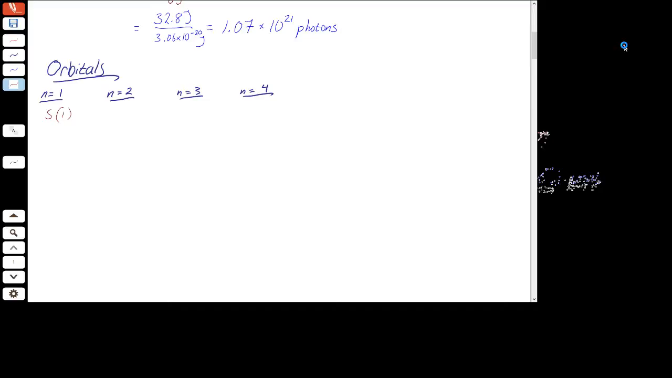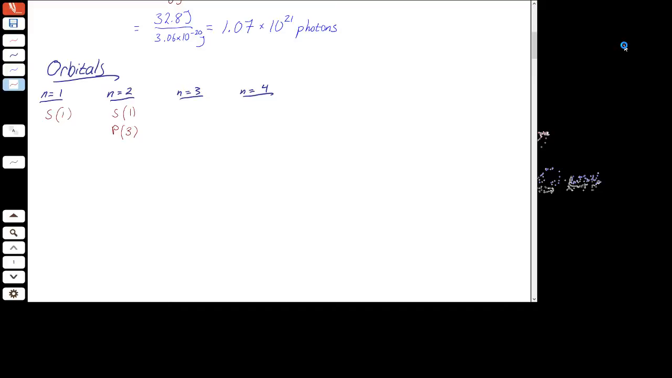Let's look what happens when that changes a little bit. In the n equals 2 level, we can have L equals 0, or we can have L equals 1. So we can have an s orbital, or we can have a p orbital. There's one s orbital, but there's actually 3 p orbitals, because if L equals 1, then ml can be minus 1, 0, or 1.